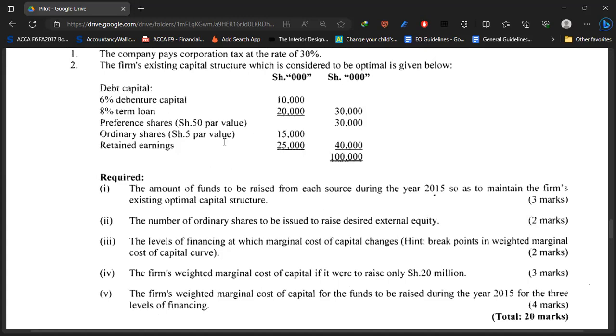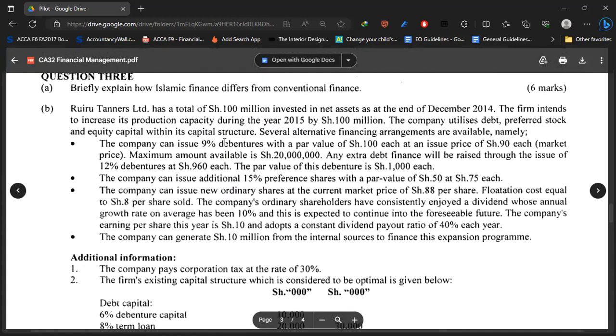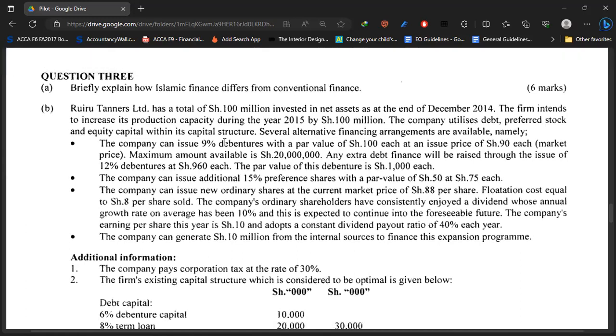What I can see from this illustration compared to the previous one is that we have different sources which you can use to raise additional funds. So when we are computing the breakpoints, we are going to factor in additional information number 1, and also additional information bullet number 1 and bullet number 4, which are going to assist us in looking at the amount which you can raise from different sources of financing.